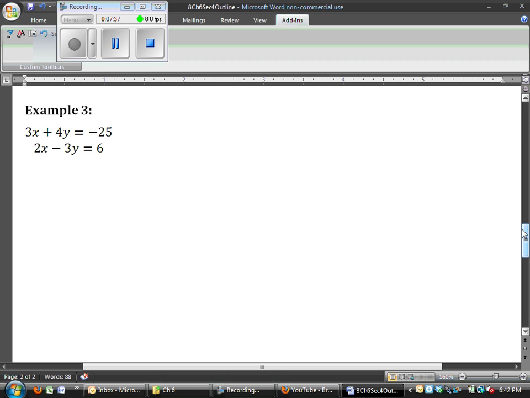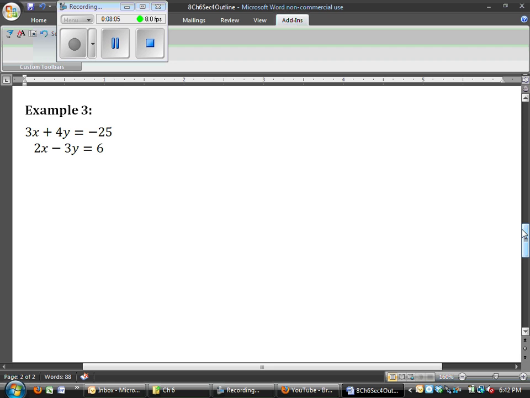Okay? So now in example 3, we notice that, again, none of my variables match up. My x's don't, my y's don't. And the difference here is I cannot just multiply one equation. I can't turn my 2 into a 3 or my 3 into a 4. I'm going to have to multiply both equations by a number so I can get them to match up. So I need to think kind of back to things like fractions. Think about the least common multiple.